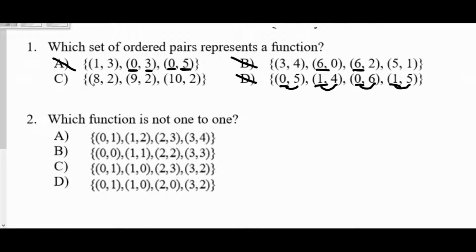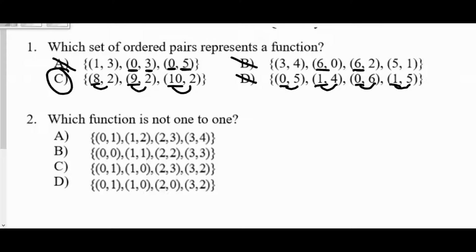Let's look at C. 8's getting mapped to 2, 9's getting mapped to 2, and 10's getting mapped to 2. Now, if 8 was getting mapped to, let's say, 2 and 1, that would make it not a function. But since each unique x value has some y value, that makes it a function, and this ordered pair represents a function.